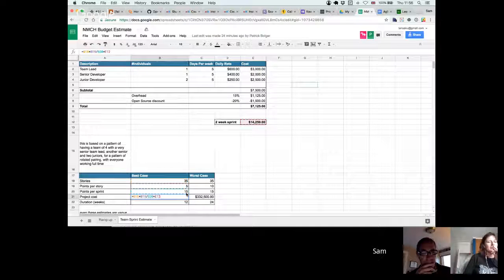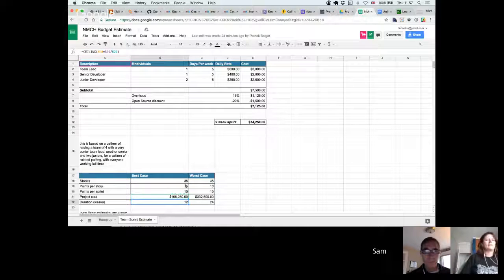I've just put 15 in there. That's kind of being gung-ho. And so you can see the equation here. We're basically multiplying the number of stories by the number of points, dividing by how many points we can get done per sprint, and then multiplying by the price of how much it would cost to pay these people for a 2-week sprint. Okay. So that's where this comes from.